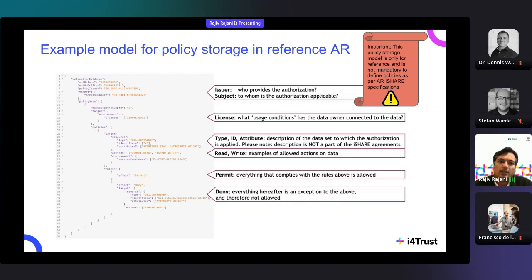Then you see within that, actions. So these are the actions that are allowed on the resource, basically. Here it is an example of read and write, but you can also use different actions like HTTP methods, for example, get, put, post, or other examples that you may think of. Again, this is not predefined in the iSHARE specifications. You are free to use actions which are understandable within your data space by participants.